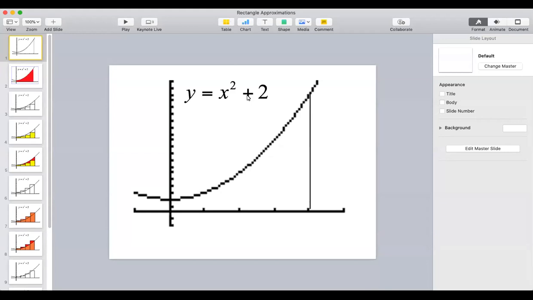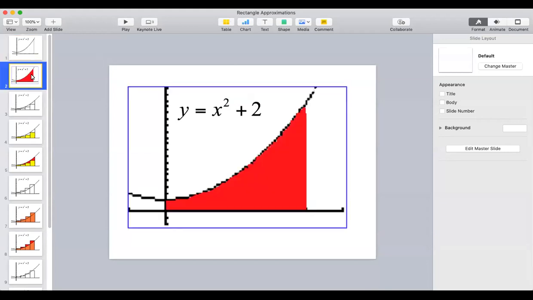Okay, so we have a curve, y is equal to x squared plus 2. Let's say I want to find the area under the curve. This is a pretty important concept, believe it or not. The problem here is that this is a curve, and I don't really have a good way to find the exact area under the curve, at least not yet.